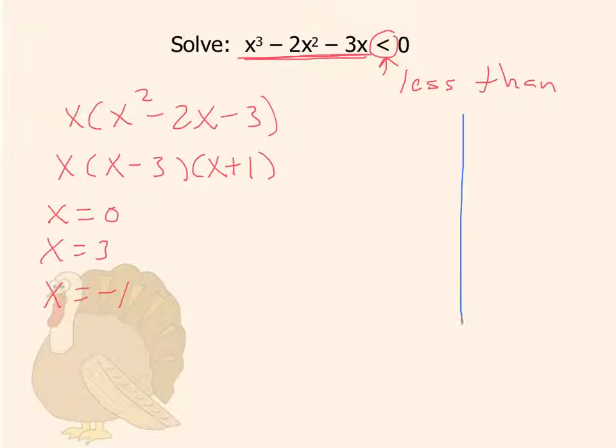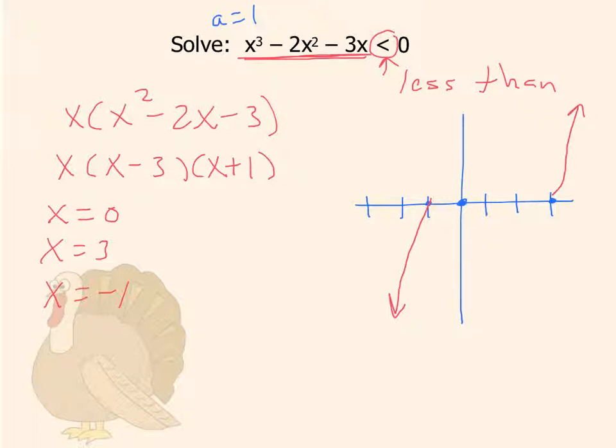Now let's use this and think about a sketch of the graph. I know right here at x equals 0, it crosses the x-axis. Over at x equals 3, it crosses there. And at negative 1, it crosses there as well. The leading coefficient for this cubic polynomial is 1. And that means that the left tail goes down and the right tail goes up.